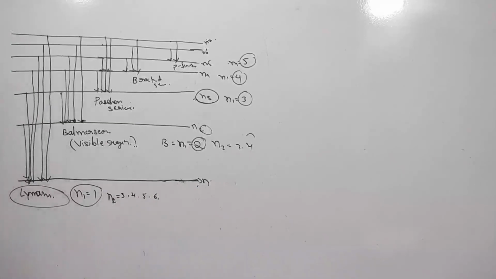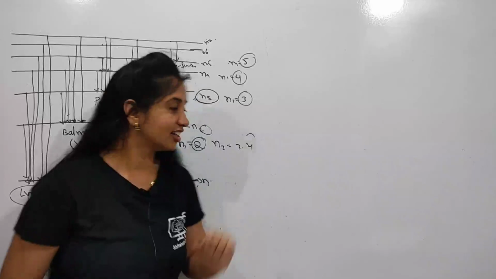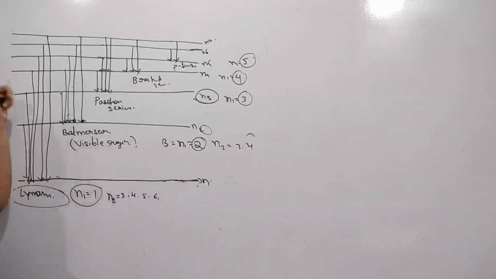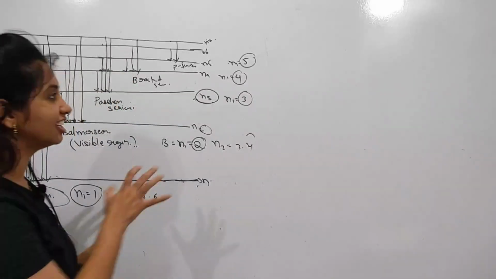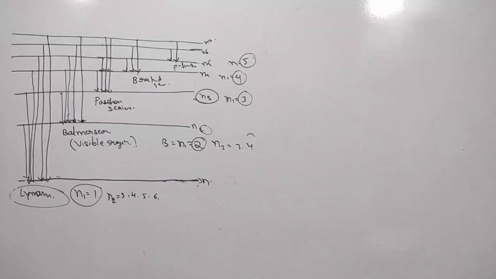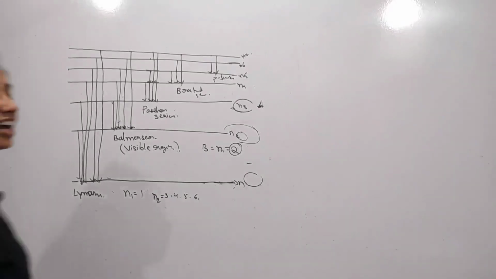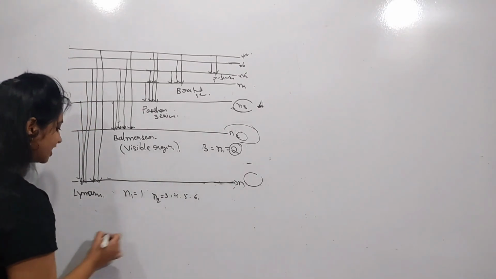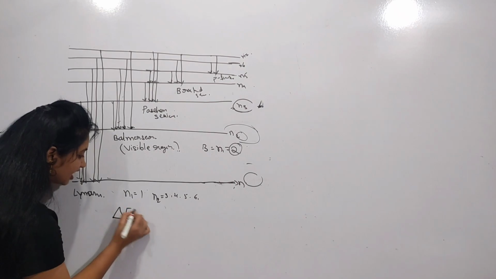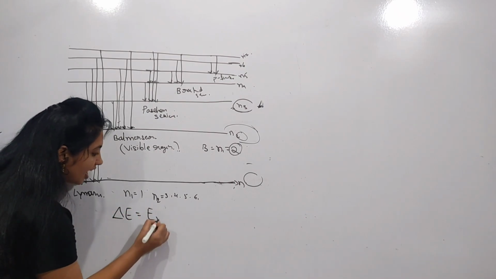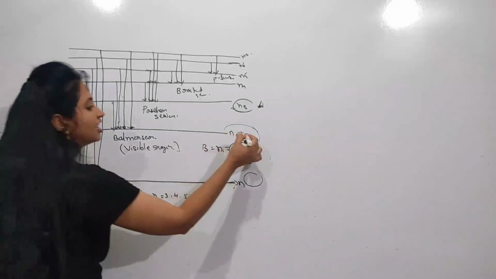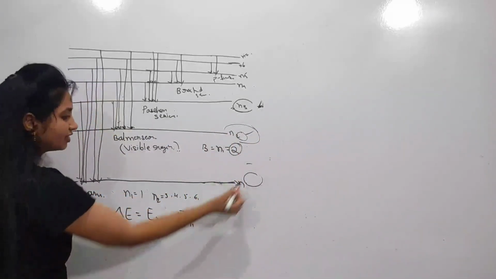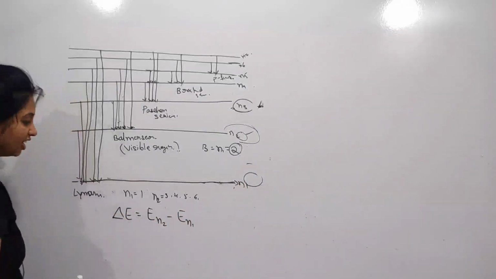And next one is, these line spectrum are expressed in terms of a wave number. Just see the calculation here. The energy gap between two energy state levels is delta E equals En2 minus En1. N2 means this is the higher energy level, and N1 is its lower energy level.